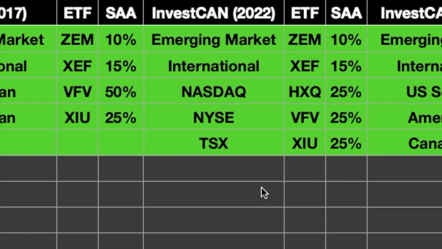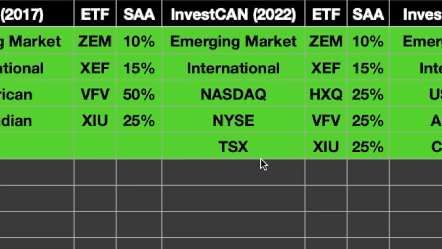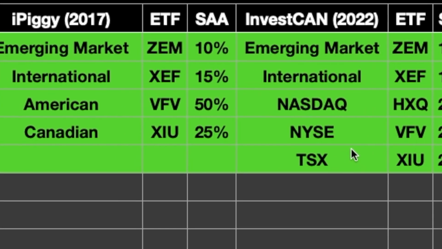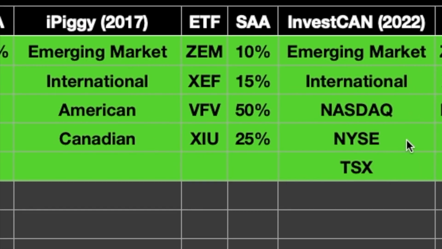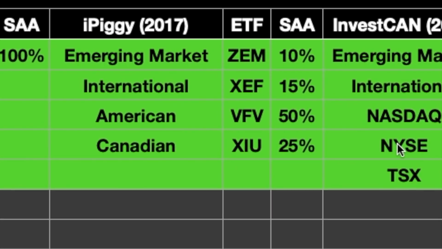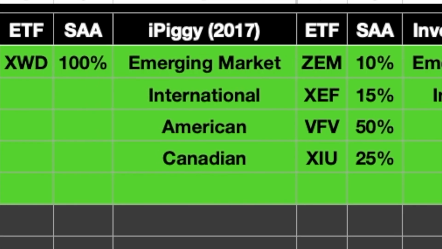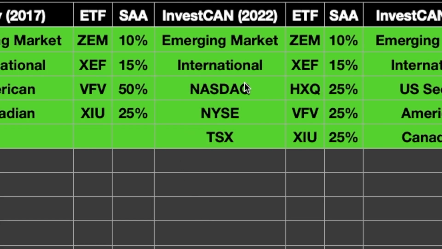So 2022 rolled around, and at the end of the year, I launched InvestCan. Basically, the only difference in this version compared to the one in 2017 was that I'm splitting up the American equities. I'm going to say, hey, we're going to buy something to attach to the market. So you split up the American equities with the NASDAQ and the New York Stock Exchange, and you're always going to look for a TSX market index for Canadian equities.